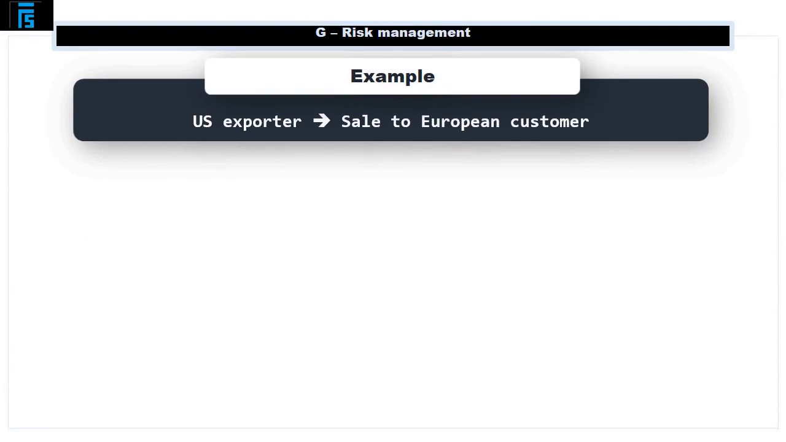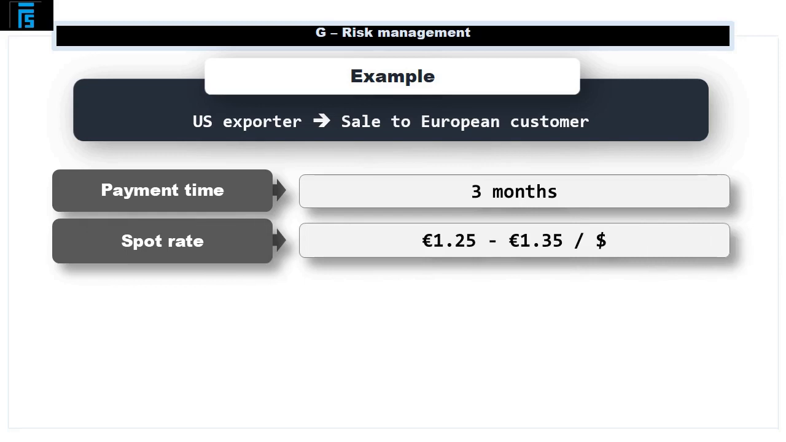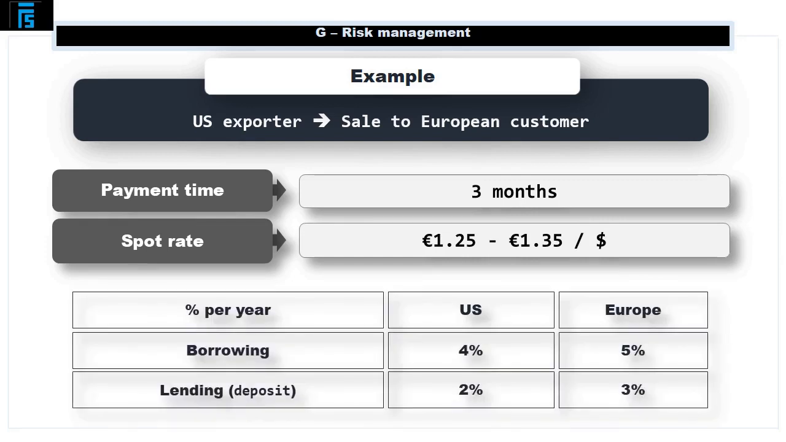I am a US exporter and I've made a sale to my European customer. They are due to pay me in 3 months' time. Suppose the current spot rate is 1.25 to 1.35 euros per dollar and interest rates in the two locations are as follows. We have US and European borrowing rates at 4% and 5% and lending rates or deposit rates at 2% and 3% per annum. These rates are generally quoted on a per annum basis in questions. Now let's suppose the value of the sale is 1 million euros.